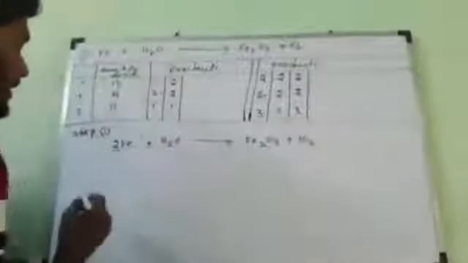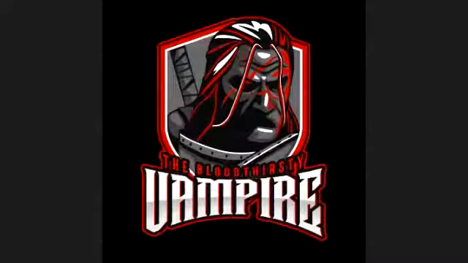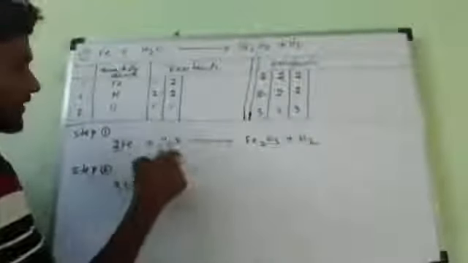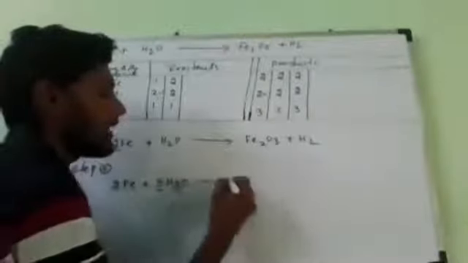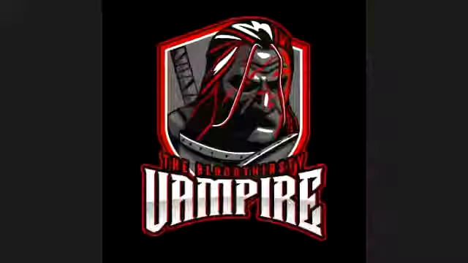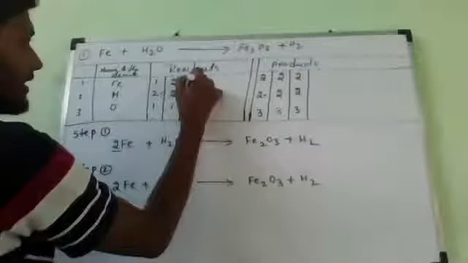But on the product side you see, step 2. What will come? 2Fe, it is already balanced before. 2Fe plus, here which coefficient do we have to multiply? Here H2O is there. 3. 3H2O. 3 is the coefficient here. Underline those coefficients. Which will give you, here no change, Fe2O3 plus H2.